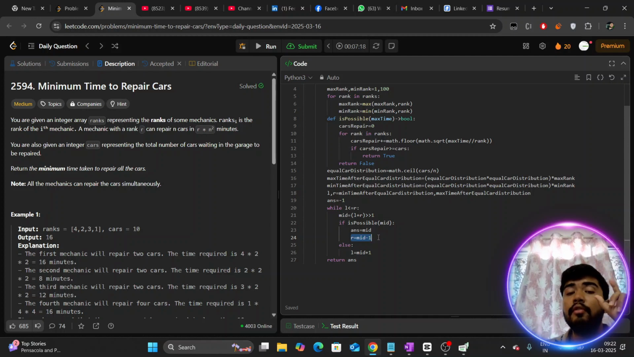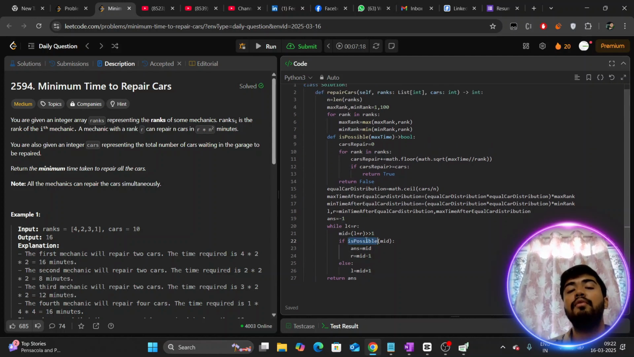I will search to close our garage at some smaller time, and if it is not valid, then I have to keep my garage open for some more time, and I am moving my left pointer to mid + 1. Now understand what we have written in the is possible function altogether. Today's is possible function is very simple and straightforward.